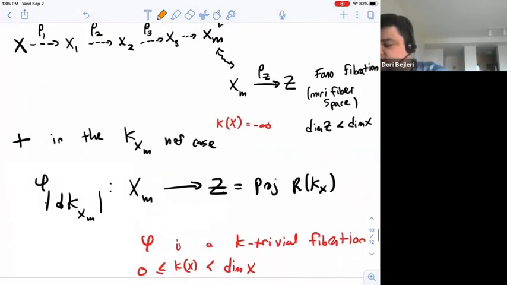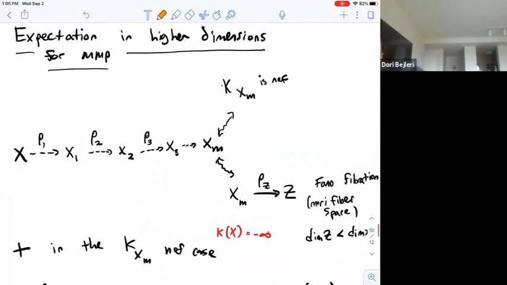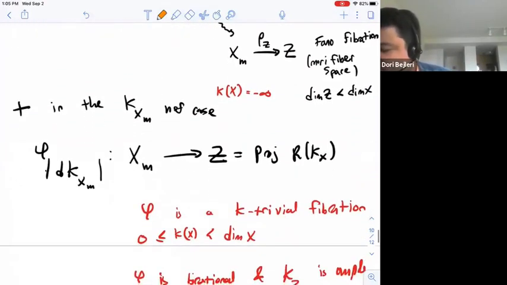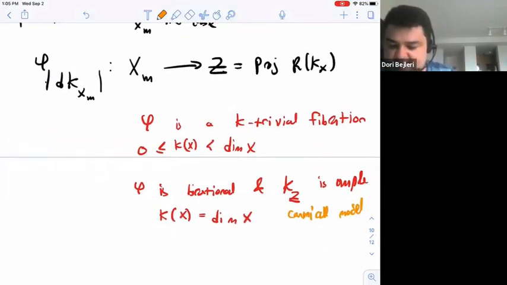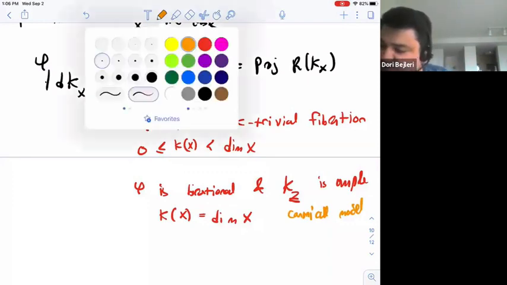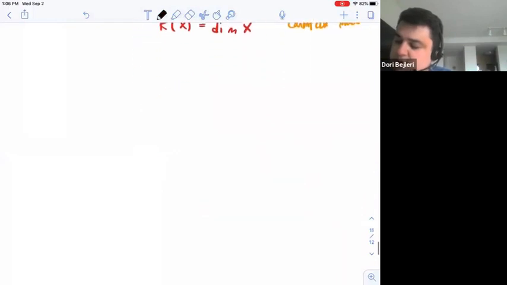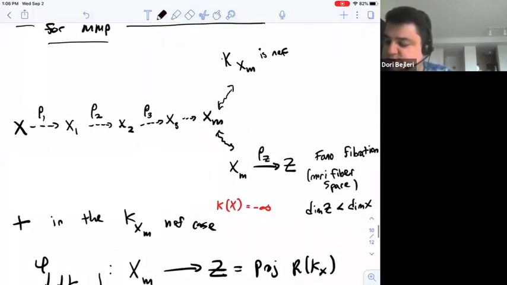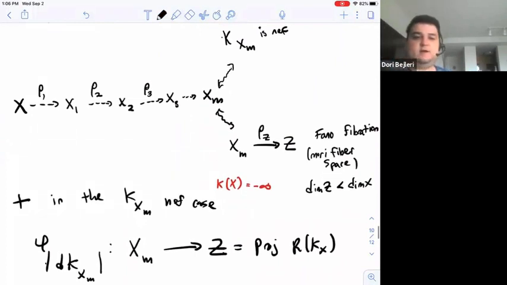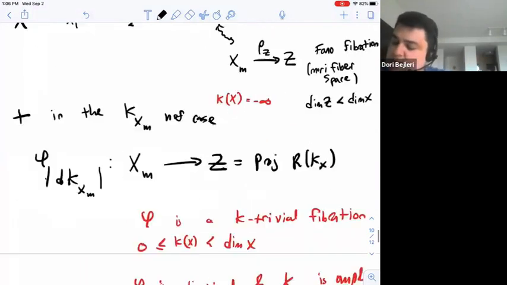Okay, so this is an impressionistic view of what you want for MMP in higher dimensions. Let me say a bunch of caveats about what makes this interesting, what makes this hard, and some key features. Actually, let me go back to the diagram. Any questions about the actual diagram that we expect to be true?